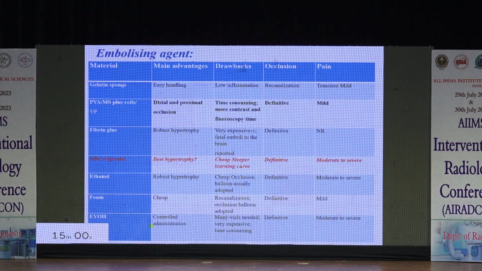Ethanol requires anesthesia, so that's why it is a very painful procedure, and we don't have very proper control, so I don't use it. But glue is, I think, my favorite, and I think it's the best agent for good hypertrophy. So the best agent for hypertrophy, in the RCTs that have been published for embolizing agents in PVE, is glue, as sir told, and in experienced hands it is cheap and gives the best result.